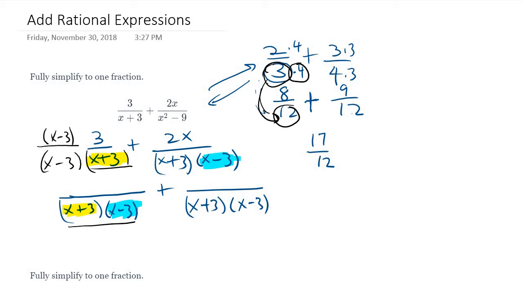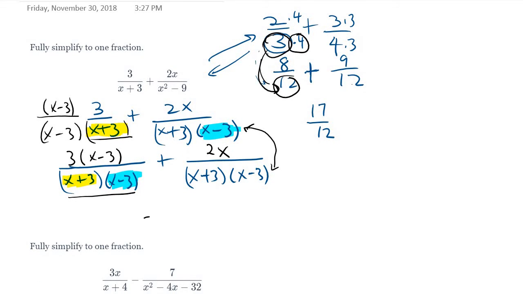x minus 3. So now I can actually write this as 3 times x minus 3 as the numerator. And then the denominator for this is the exact same denominator. I don't need to do anything. I multiply by 1, so it's just going to be 2x. Because it's exact same, okay? It's just 2x. Now I'm ready to finish this off by using one of the denominators. So it will be x minus 3, x plus 3.